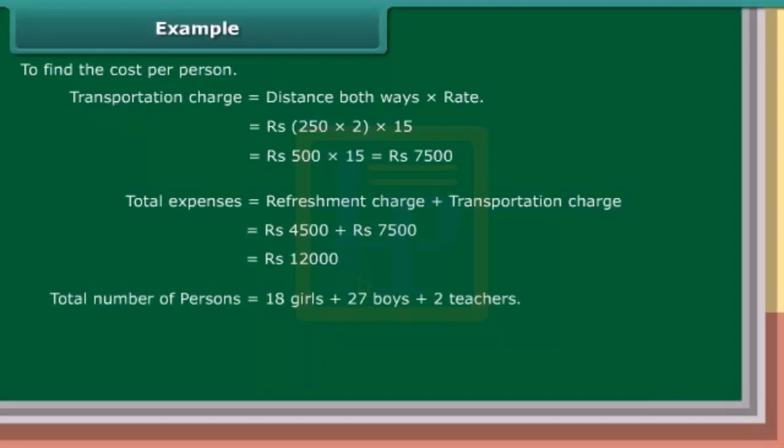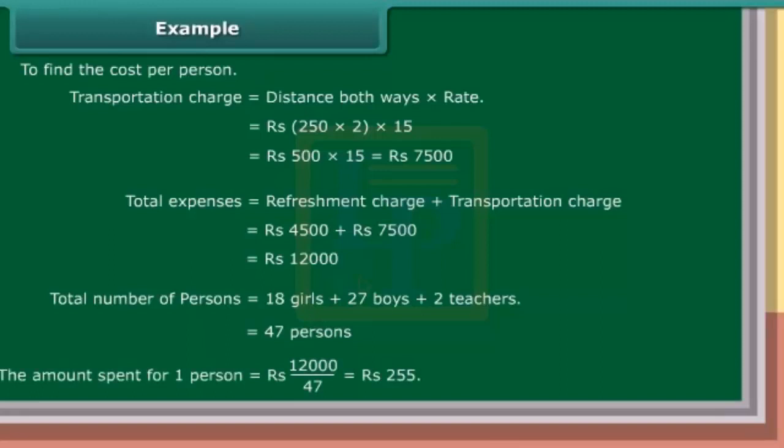Total number of persons is equal to 18 girls plus 27 boys plus 2 teachers, which is equal to 47 persons. The amount spent for one person is equal to rupees 12,000 upon 47, which is equal to rupees 255.